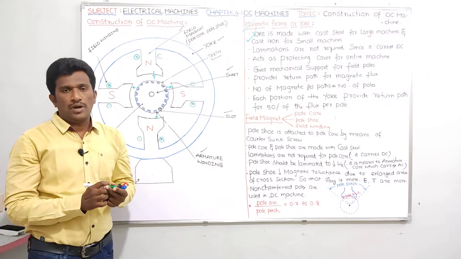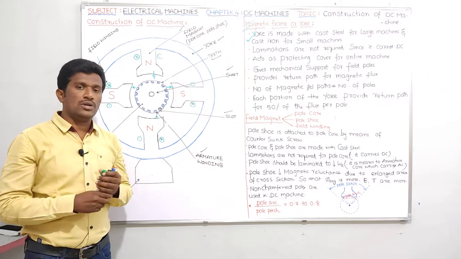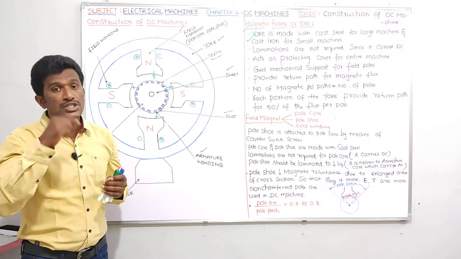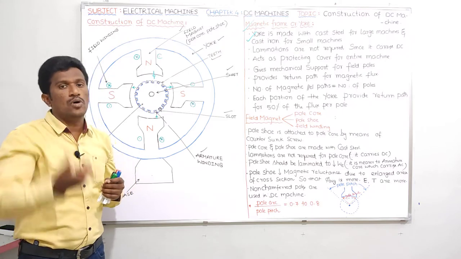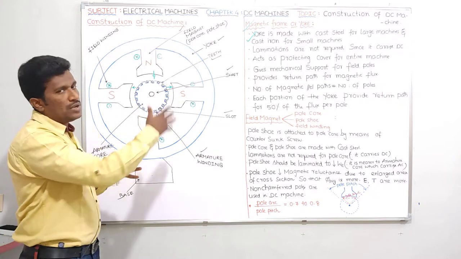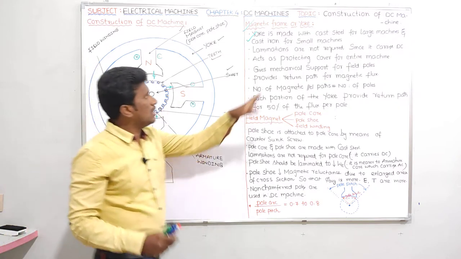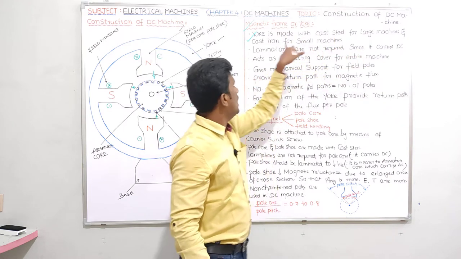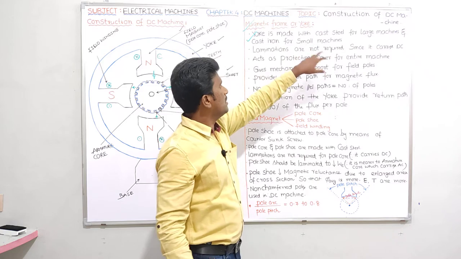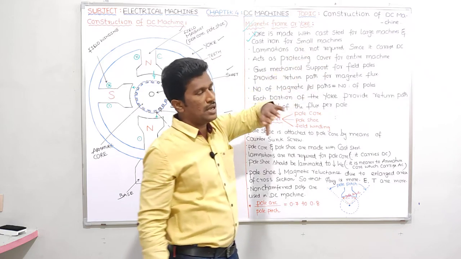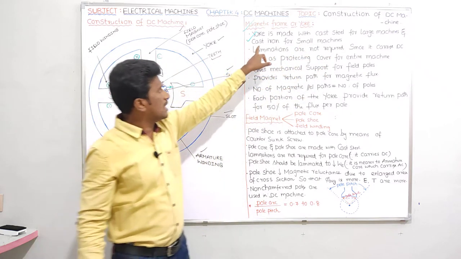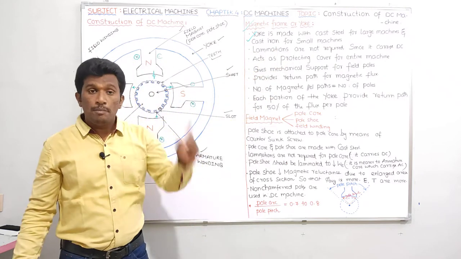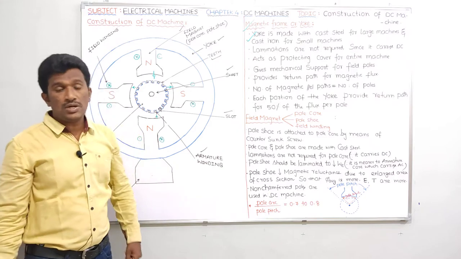If you observe, you may get one doubt. If you see the transformer core, it is made up of CRGO silicon steel, where permeability is more. But here I'm not going for CRGO silicon steel. To be frank, a yoke is made up of cast steel for large machines and cast iron for small machines. Sometimes small machines are made up of silicon sheet also, but not CRGO silicon sheet.